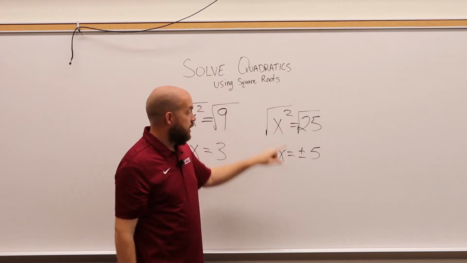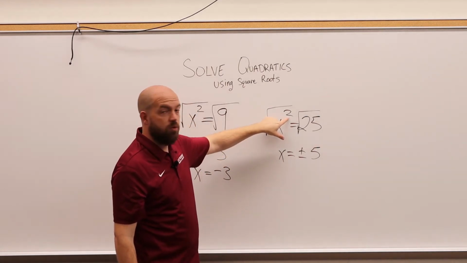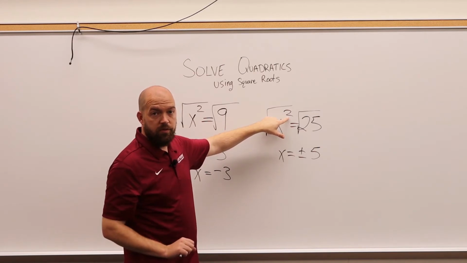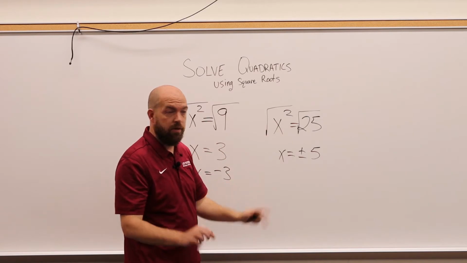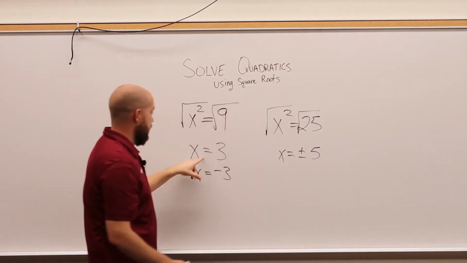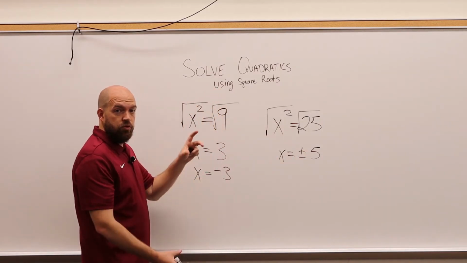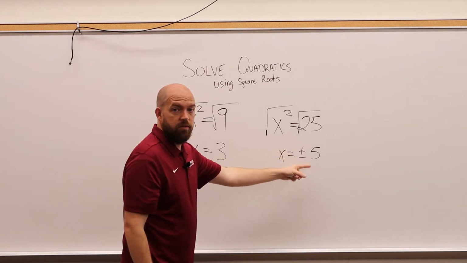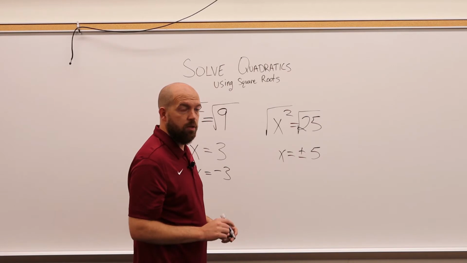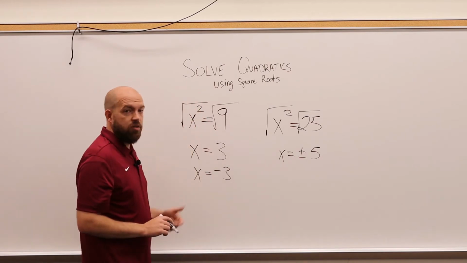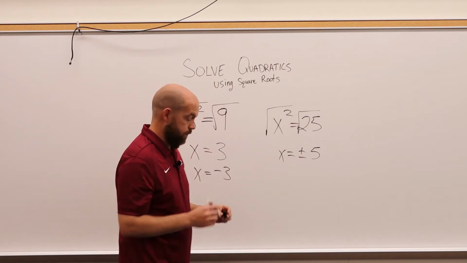Long story short, anytime you take the square root of a square, always two answers, the positive and the negative. So as soon as I take the square root of a square, stop right there and make two answers, whether I write it like this, two separate answers, or I put the plus-minus and go from there. Okay, let's jump into one that's a little more complicated that we have to actually solve for.